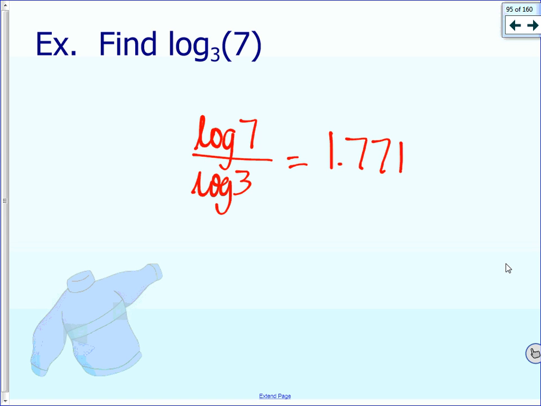Now, the way I remember which to put on the top and which to put on the bottom in the change of base rule, because a year from now when you're asked to remember all this pre-calc, just remember the bigger number. Physically, the number that you write bigger goes on top in the formula. And then you'll get it right.